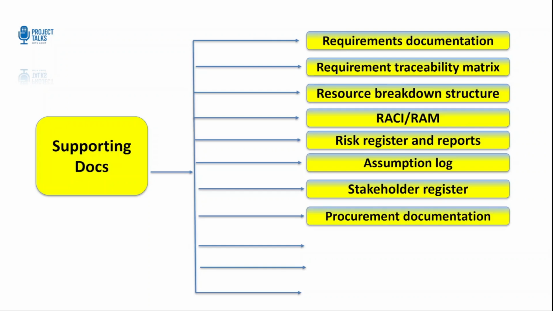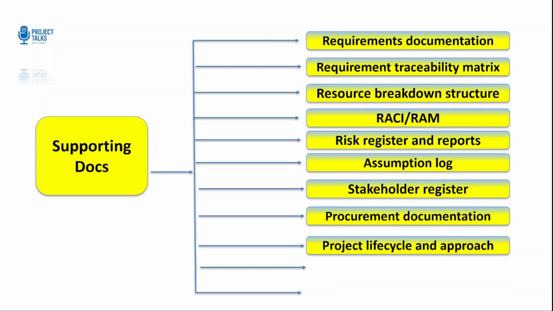Now, next, we have procurement documentation. These are all the documents related to procuring goods or services, such as contracts, bids, agreements, and supplier performance reports, etc. Next, we have project life cycle or approach. This outlines the chosen life cycle, predictive, agile, or hybrid, which one we are choosing, and the approach for managing the project, guiding the team's execution strategy.